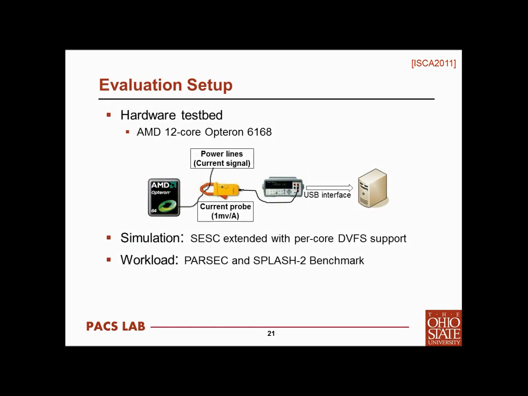We evaluate our system both on physical testbed and in simulation environment. On our physical testbed, we use an AMD 12-core processor, and we measure the processor power consumption and log the power reading and the performance information in a dedicated server. We hack a CESC simulator to support per-core DVFS and use the simulator to evaluate our system in a larger scale. We also use Parsec and Splash as our workload.